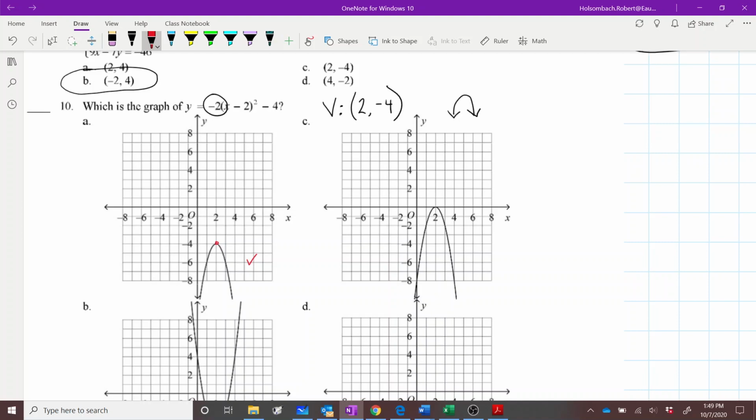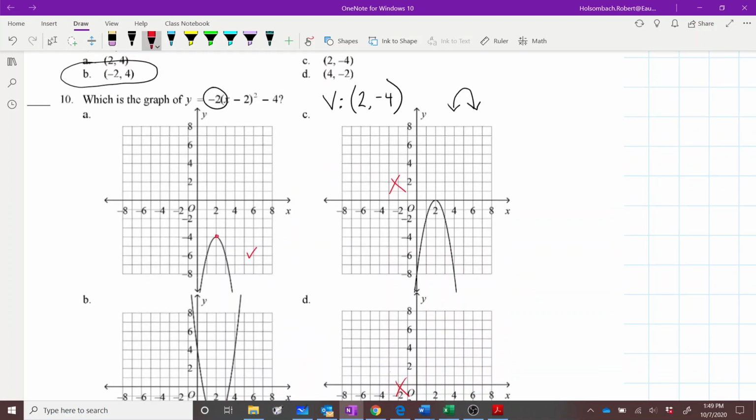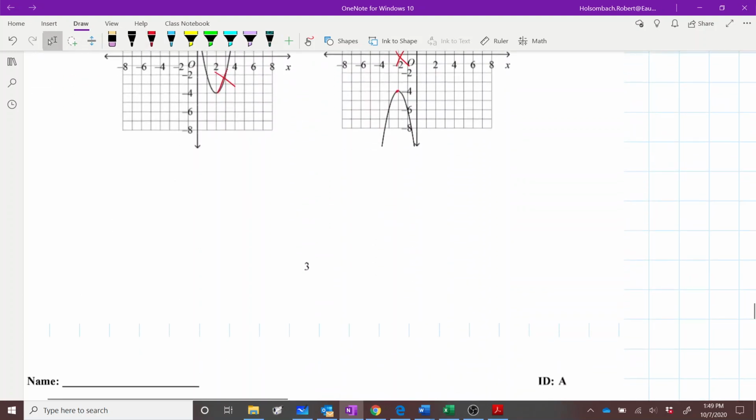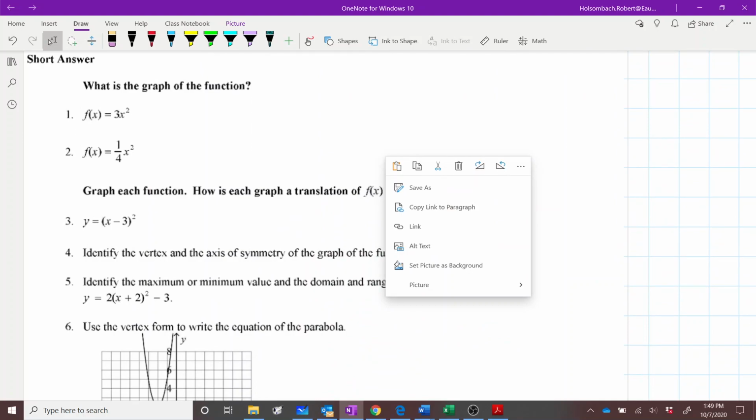This would be 2, 0, so that doesn't work. This graph goes up, so this doesn't work. And this has an x value at negative 2, so this doesn't work. So here's the graph of that quadratic.